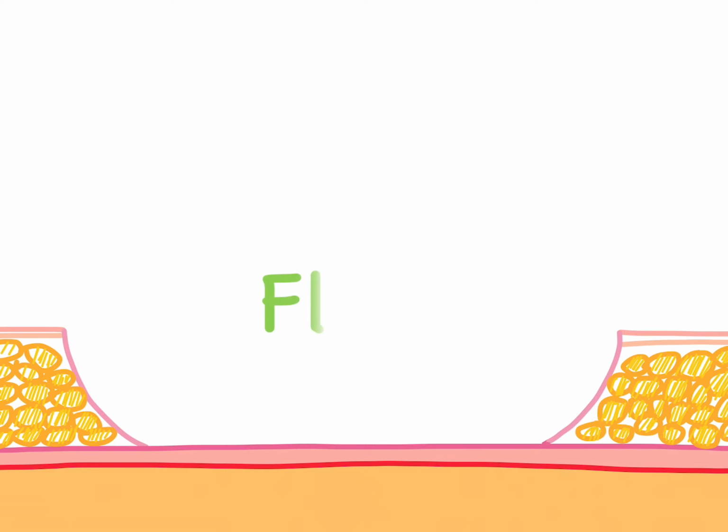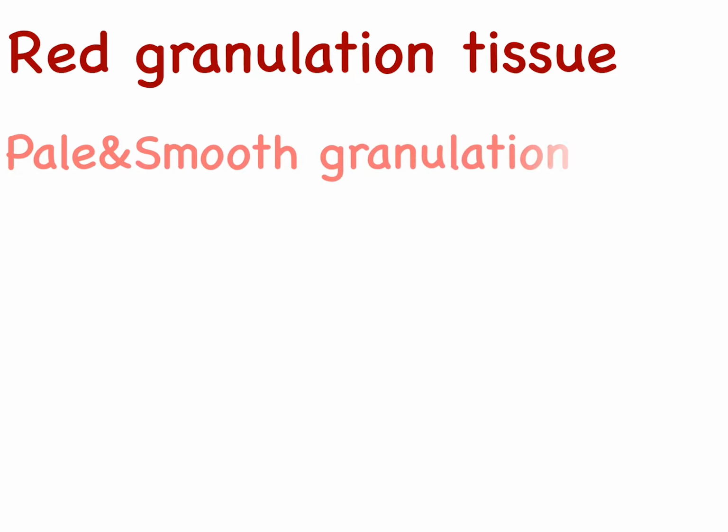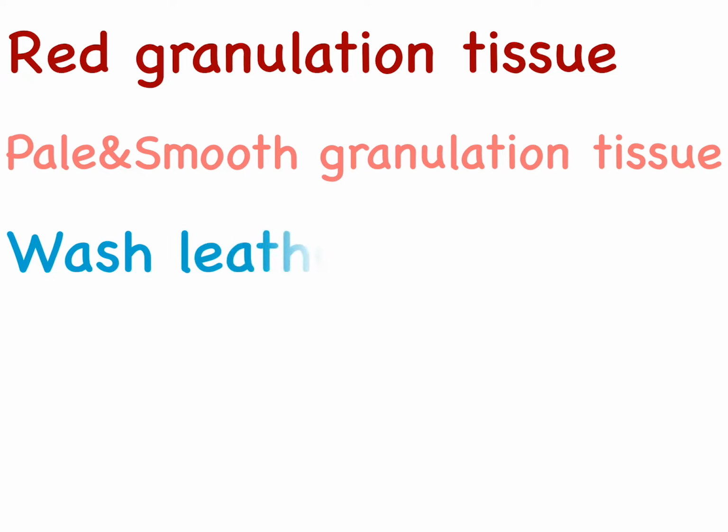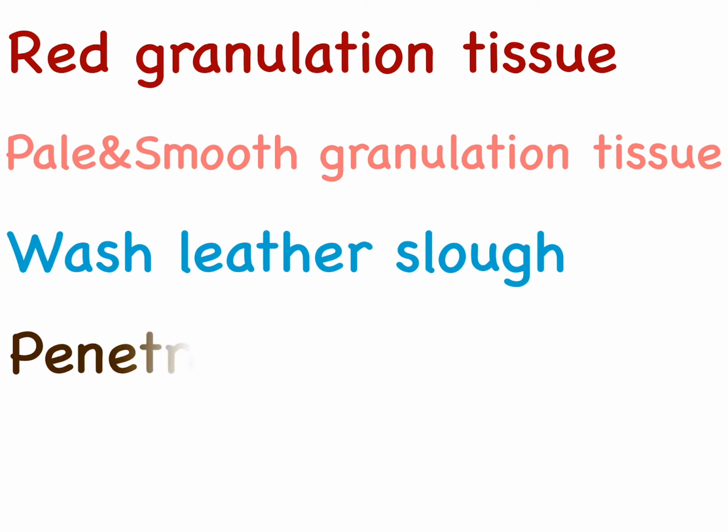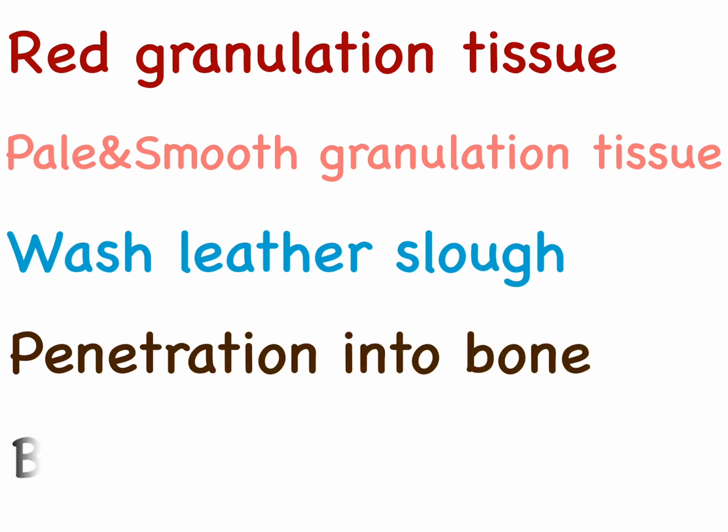Now moving to floor, which is an exposed surface within the ulcer, we look for what covers it. It may get covered with red granulation tissue in case of healthy and healing ulcer. The covered tissue is pale and smooth granulated in slowly healing ulcer, and it looks like wash leather slough in gummatous type, and it may penetrate even to bone in trophic ulcer, and a black kind of moss in malignant melanoma.